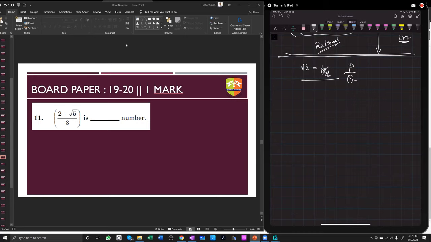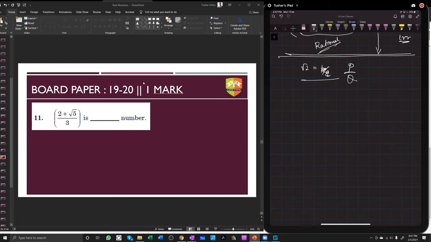Answer bolo. Rational. 2 plus root 5 by 3 is a rational number? 2 plus root 5 by 3 is an irrational number. What if I write real number? Will it be wrong? 2 plus root 5 by 3, real number or not? Real is more correct.